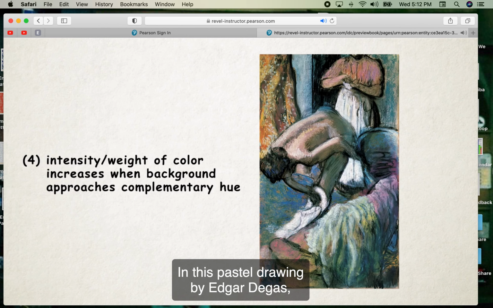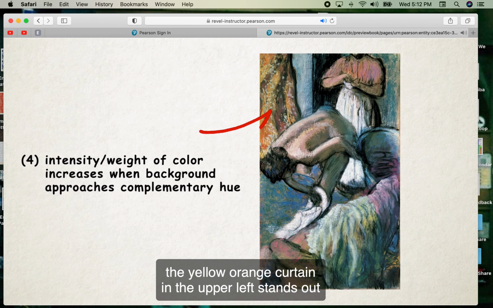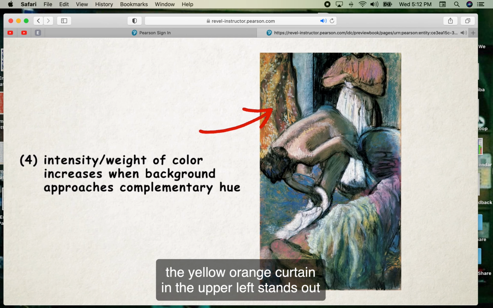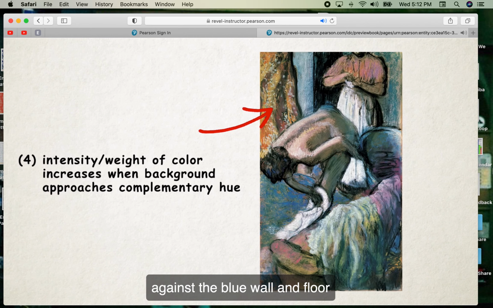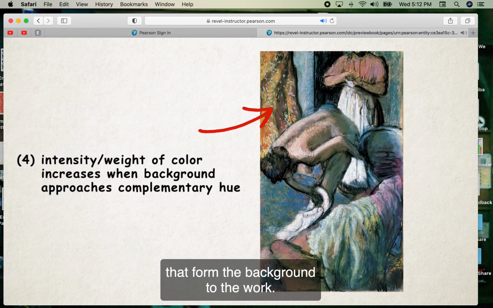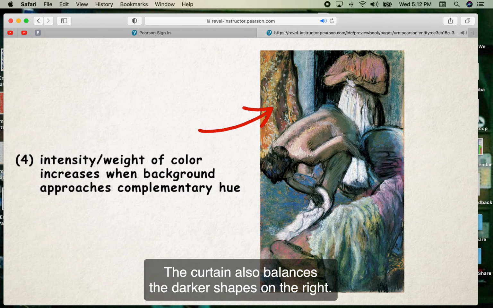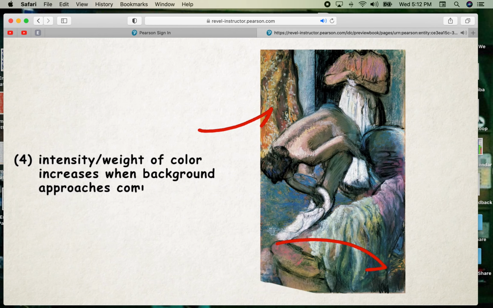In this pastel drawing by Edgar Degas, the yellow-orange curtain in the upper left stands out against the blue wall and floor that form the background to the work. The curtain also balances the darker shapes on the right.